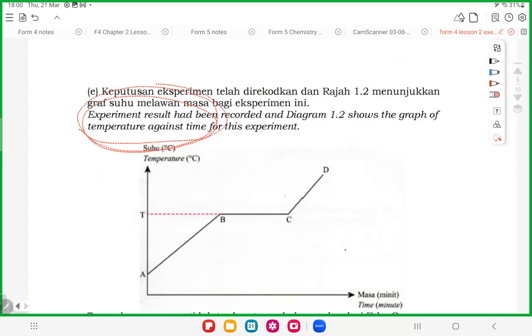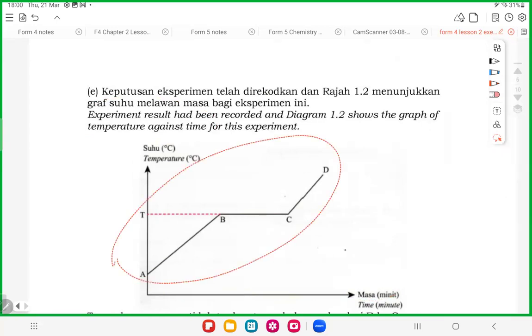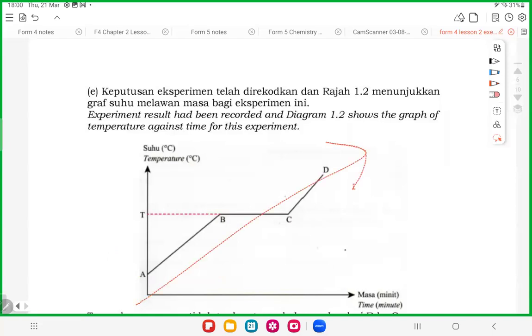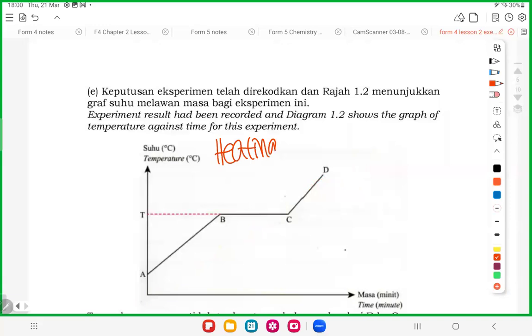So guys, when you see a graph with temperature and time, it must be a heating curve or a cooling curve. How do you know which one? Look at the staircase. The staircase is going up, right? So it's a heating curve. If the staircase is coming down, it's a cooling curve. So this is a heating curve.